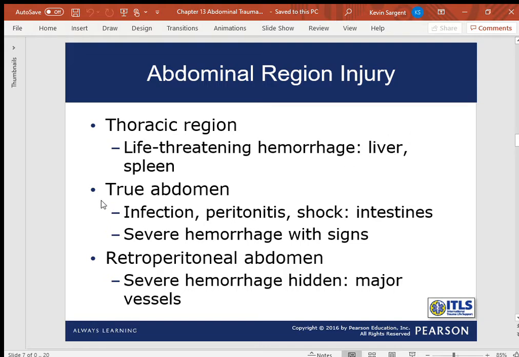The true abdomen, we worry about infection, peritonitis, which is inflammation of the peritoneum, shock from volume loss or blood loss, our intestines, severe hemorrhage. Our retroperitoneal abdomen is also known as the retroperitoneal space, and it's hidden: big vessels, and our kidneys are back there. More important than the major vessels, our kidneys are back there. Very important thing.